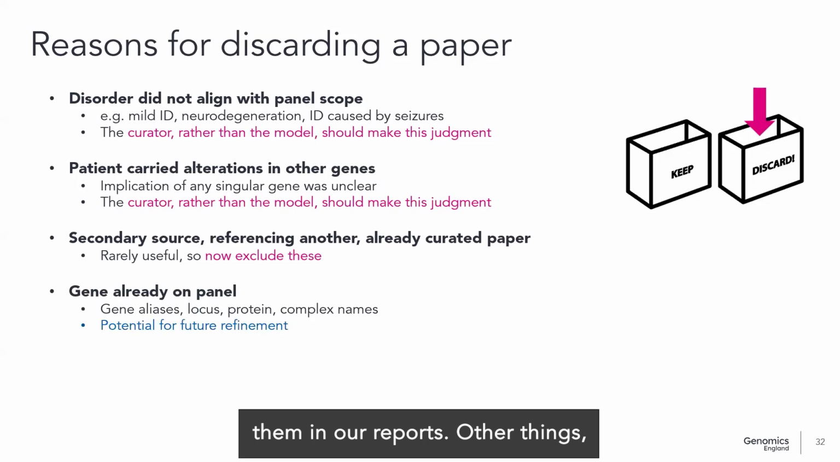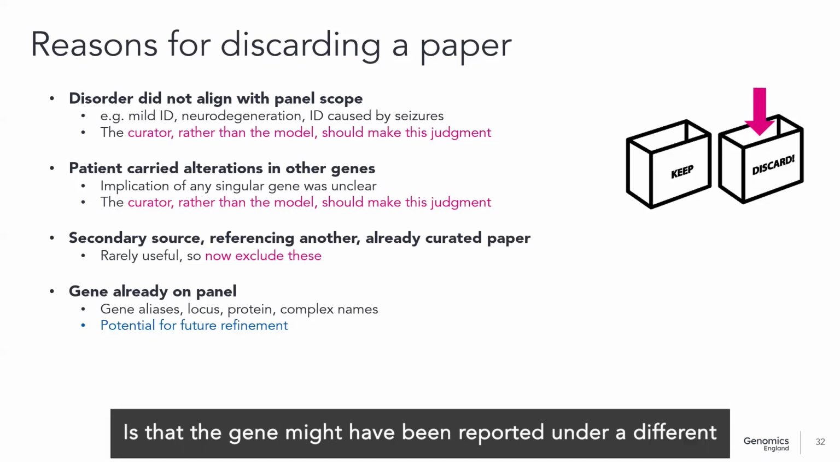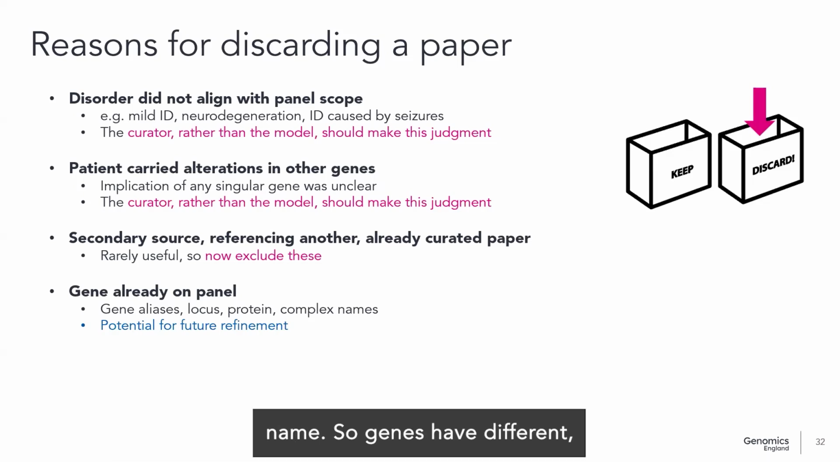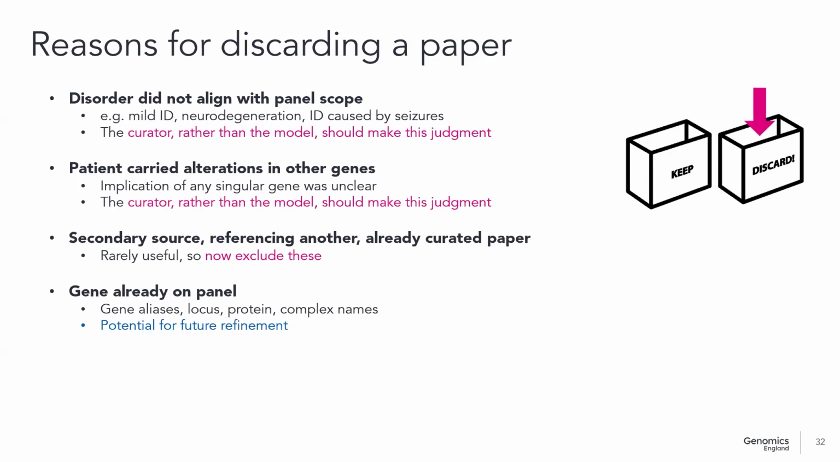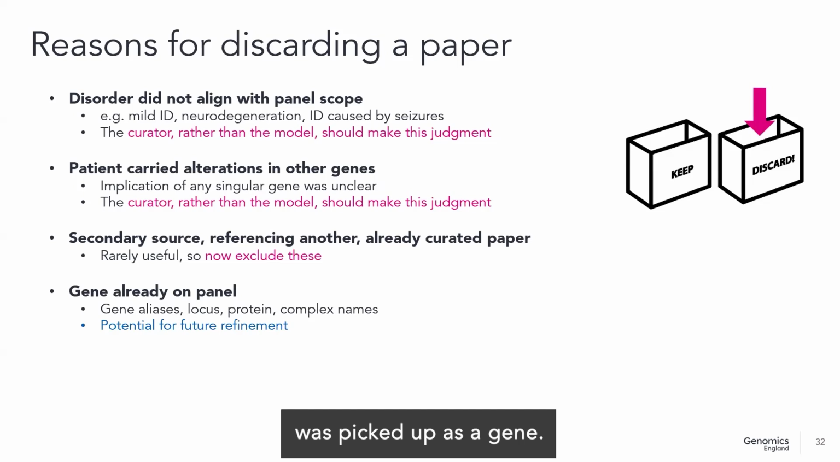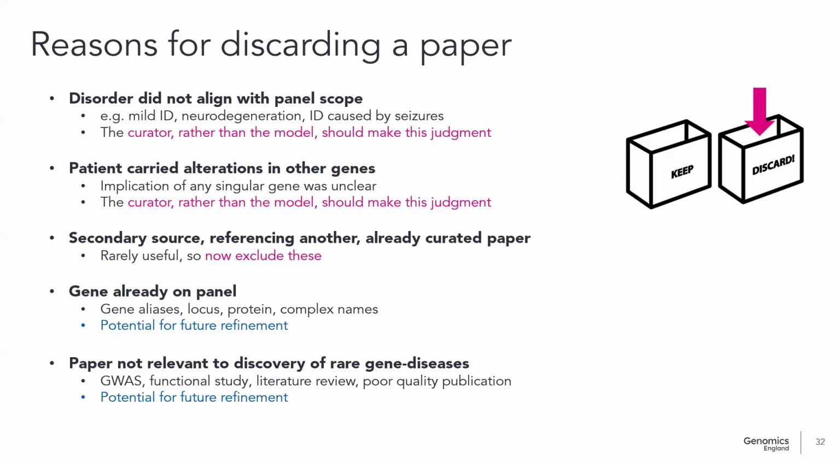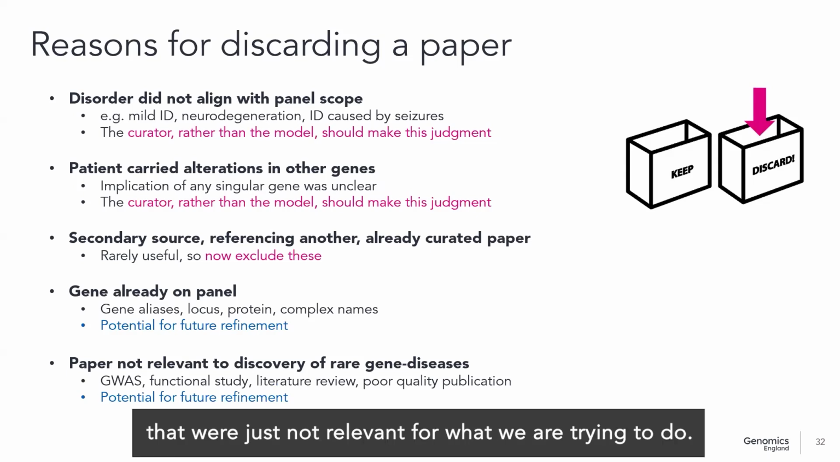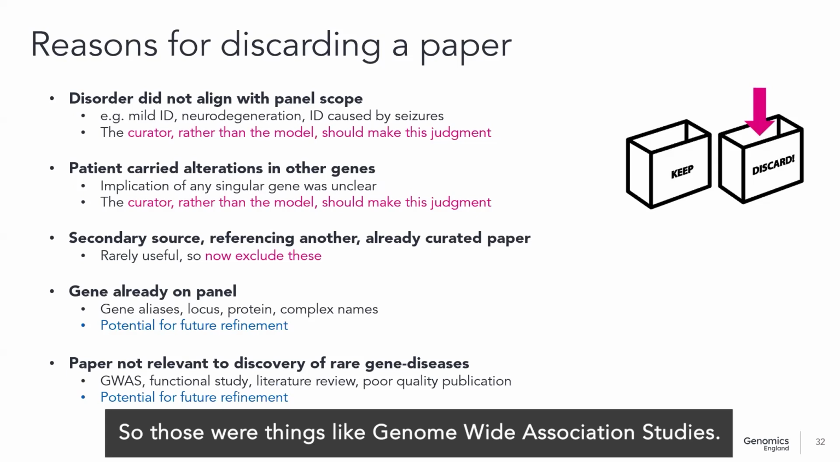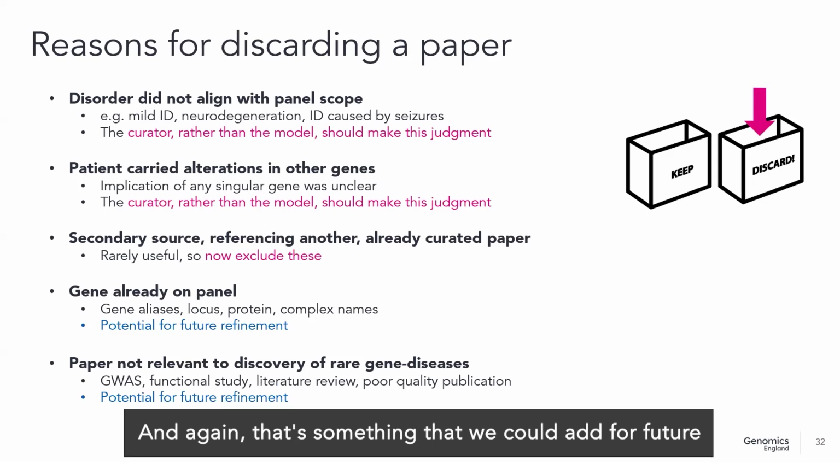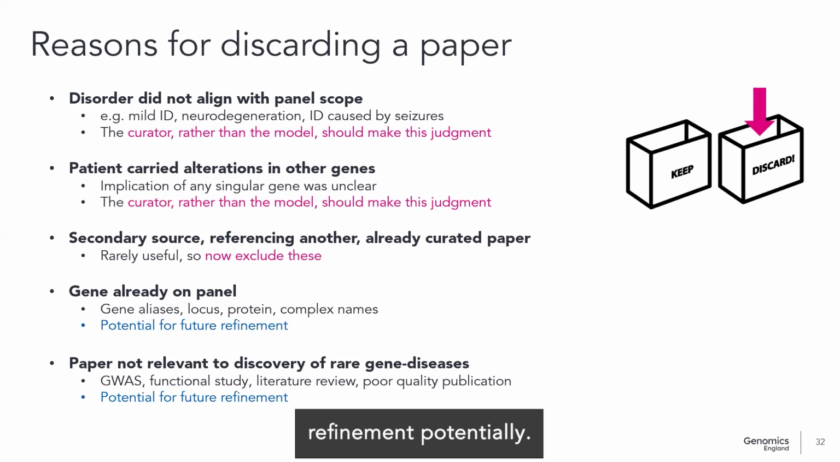Another reason a gene might have been prioritized but was not useful is that the gene might have been reported under a different name. Genes have different aliases, or maybe a locus was picked up as a gene, but in fact the gene we're interested in was already in PanelApp. So this is an area for potential future refinement of the pipeline. And lastly, there were a few papers that were just not relevant for what we are trying to do, things like genome-wide association studies. And again, that's something we could potentially add for future refinement.